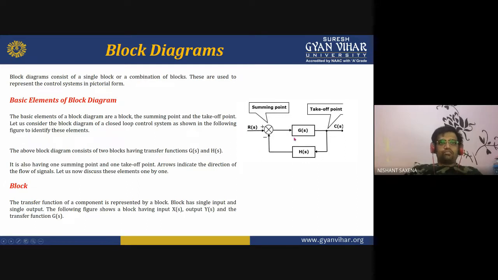Now, the above block diagram consists of two blocks, G(s) and H(s). In this, it also has one summing point and one takeoff point. The arrows indicate the direction of flow of signals. The R(s) arrow defines the input towards the summing point. The feedback path is also fed back into the summing point. The output of the summing point is defined by this arrow, which is also called the error signal. The error signal is sent to the plant block, and the output of this block is sent to the output C(s). Now, the transfer function of a component is represented by the block, and the block has a single input and a single output.